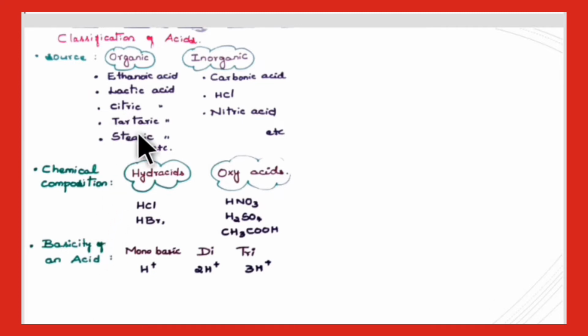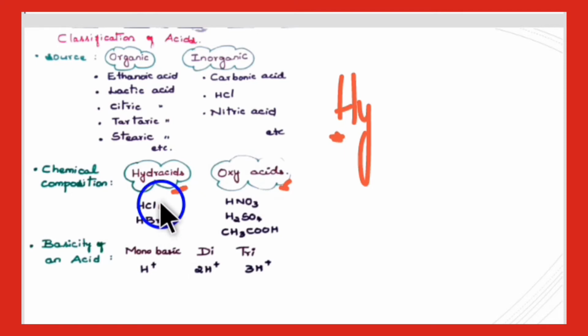Okay, next, based on the chemical composition, acids are classified into two types, hydracids and oxyacids. So what are these hydracids? As the name itself indicates, these are the acids containing hydrogen and a non-metallic element other than oxygen. Other than oxygen, they may have hydrogen, chlorine, bromine, like that. So HCl, hydrogen chloride, is an example, and hydrogen bromide, HBr, is an example of hydracids.